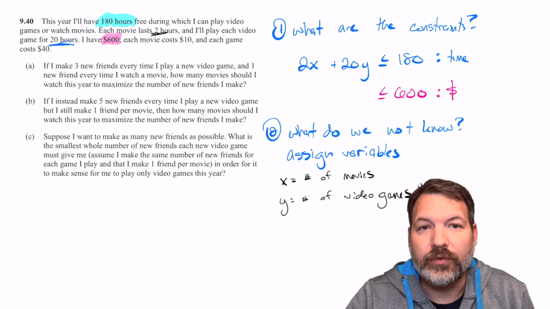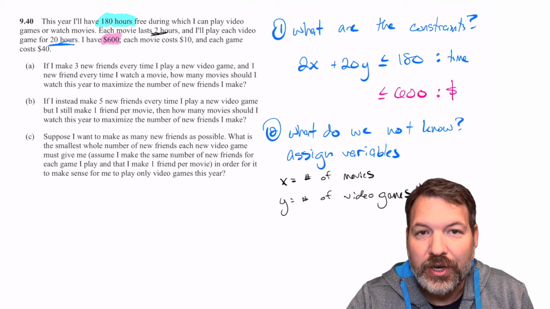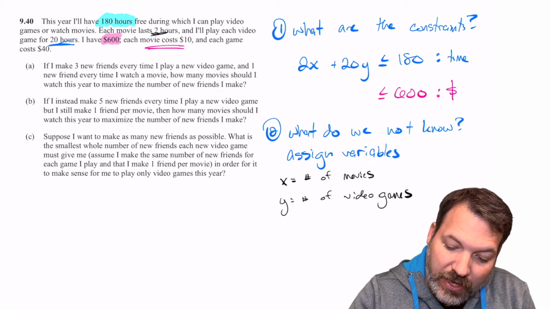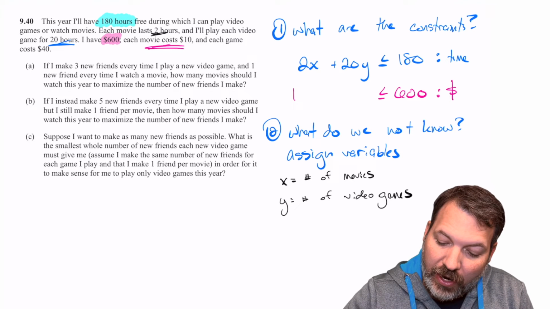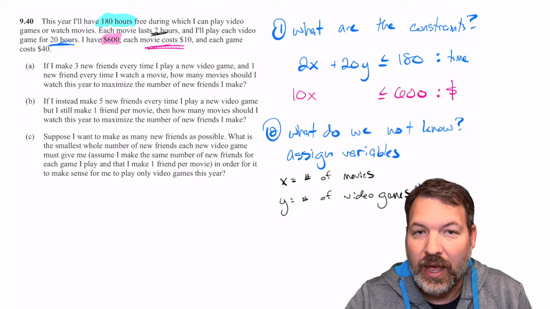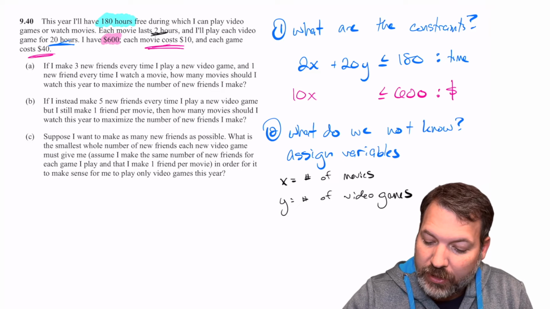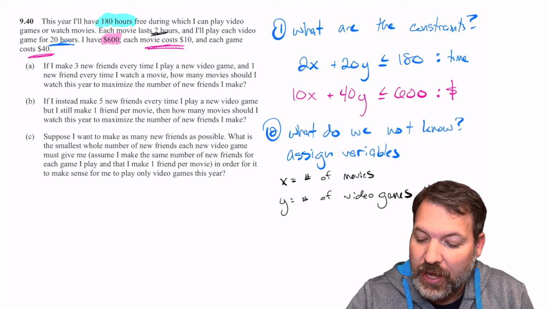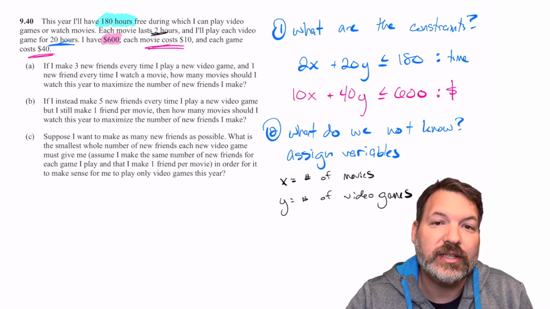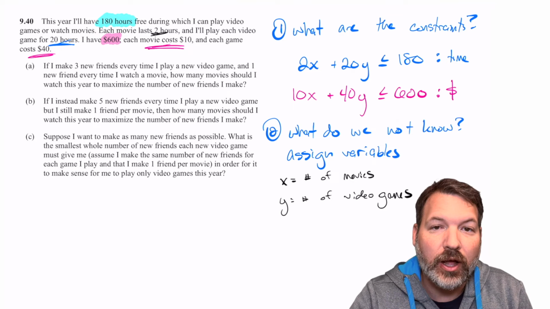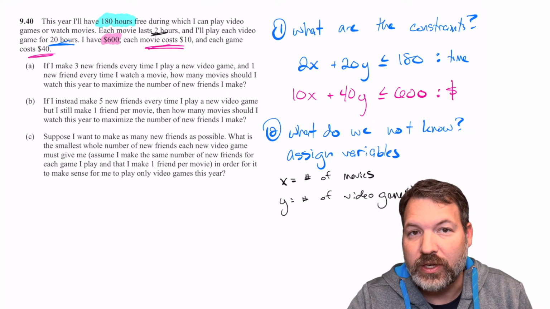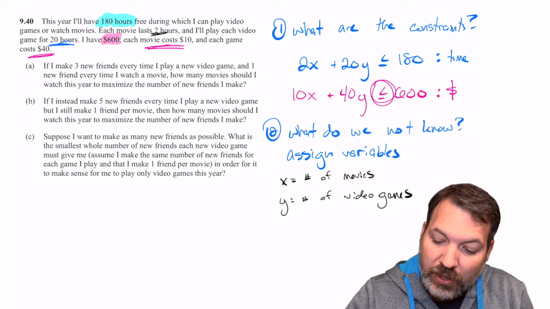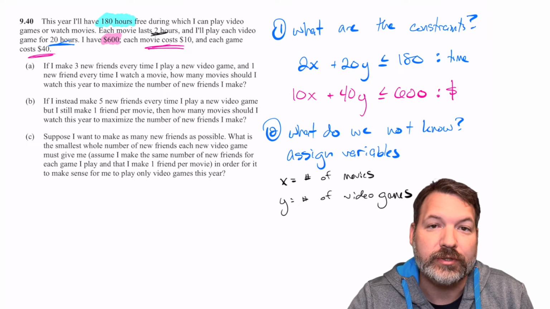We're going to do the same thing for the money. We're looking for some kinds of numbers in the problem that we can use as weights or coefficients. In this case, you can see each movie costs $10, and so in our inequality, that's going to show up as 10x, and each video game costs $40. So that's going to show up as 40y. And there's our second inequality. 10x plus 40y has to be less than or equal to 600. That is the $10 per movie times the x number of movies plus the $40 per video game times the number of video games is going to be less than or equal to the $600 that I have to spend.